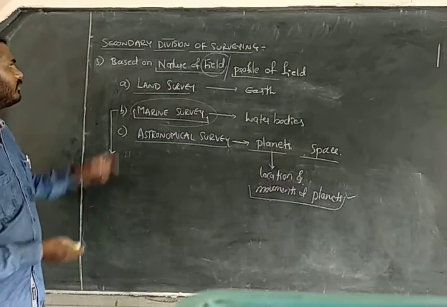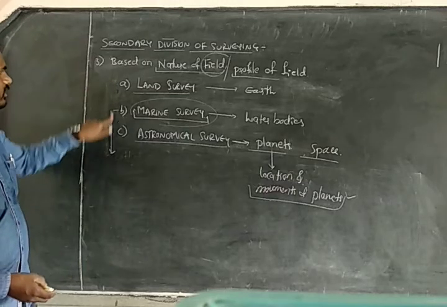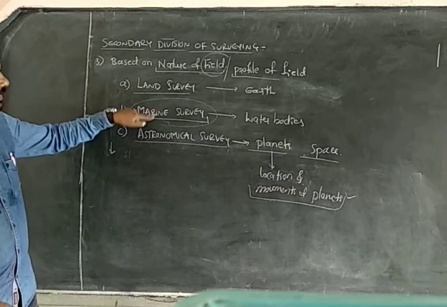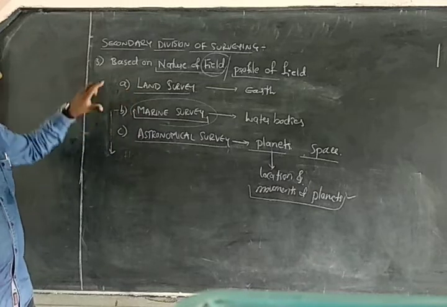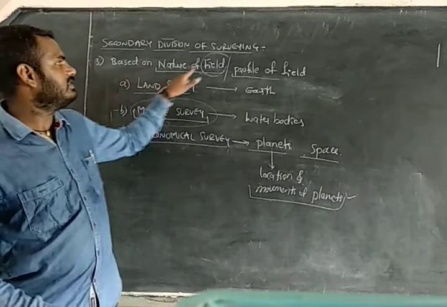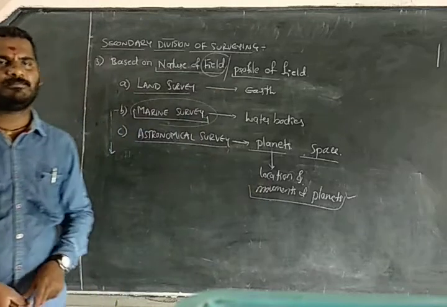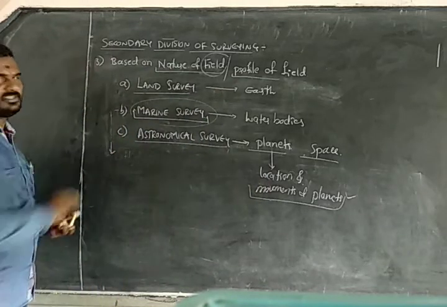So these are the three major surveys: land, marine, and astronomical survey, which come under the classification based on the nature or profile of the field. These are the sub-classifications.